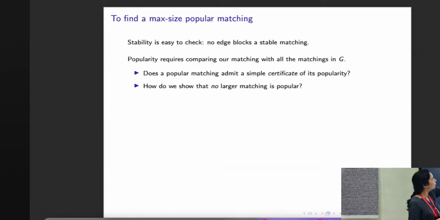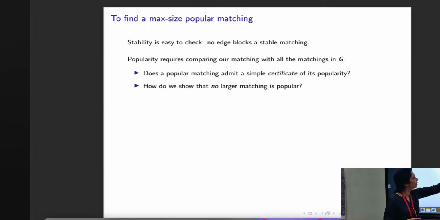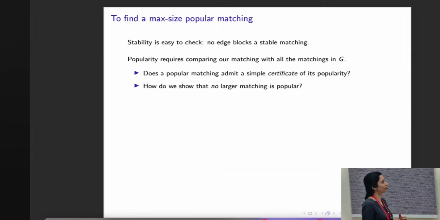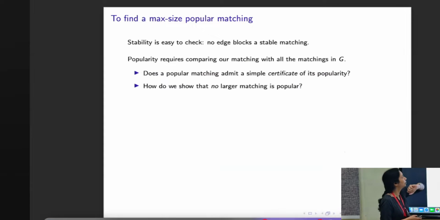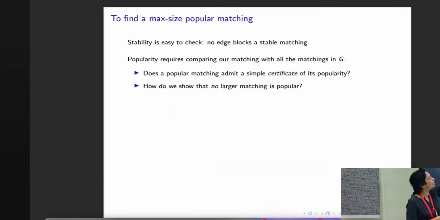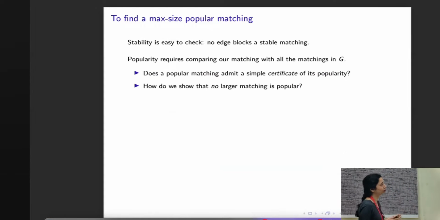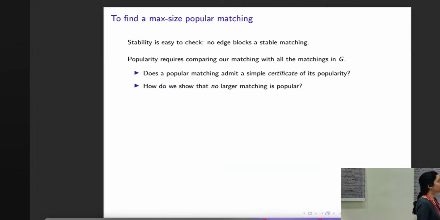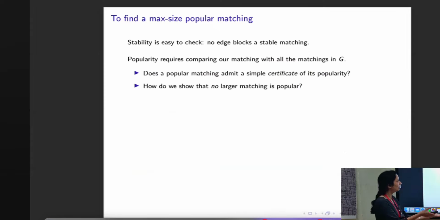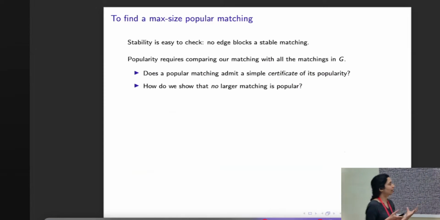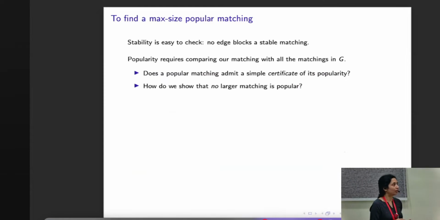So for any popular matching, is there a simple way of checking that it's popular or not? Just as there was a simple way of checking if a given matching is stable or not. Does popularity also carry such a simple certificate of its popularity? Moreover, since we want to find a maximum size popular matching, we also need to check, given a matching, is it really the case that no larger matching is popular? So we really have to answer these questions.